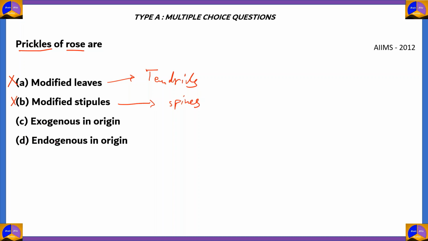What about option D, endogenous in origin? Now, if it's endogenous, it occurs from vascular tissue. But the prickles of rose are formed from the cortex. So option D is incorrect because these prickles are found in the exterior and not interior. The right answer is option C, exogenous in origin. The term cortex refers to the outer part of the plant, which is exogenous. So both terms are applicable. So prickles of rose are exogenous in origin because they form from the cortex of the rose.